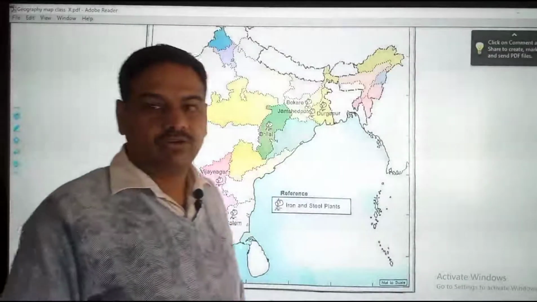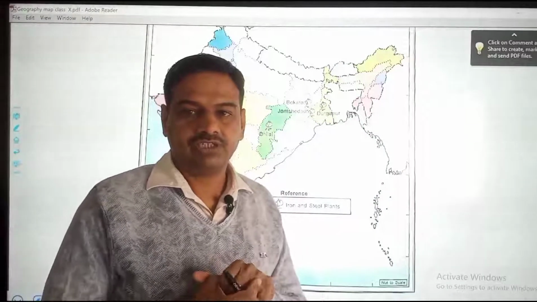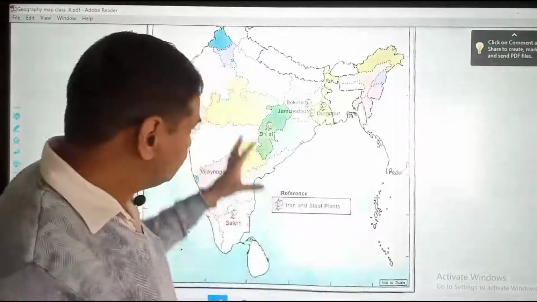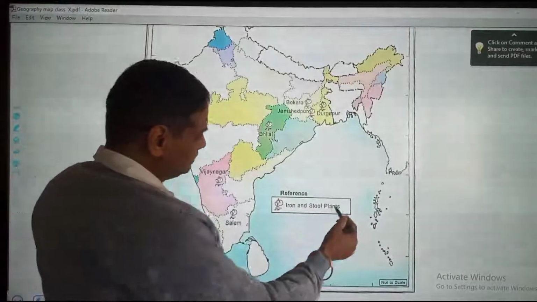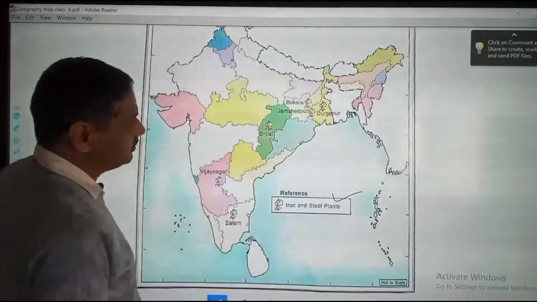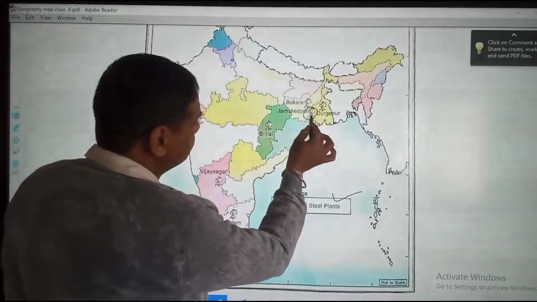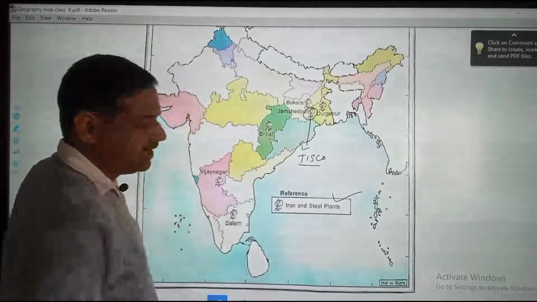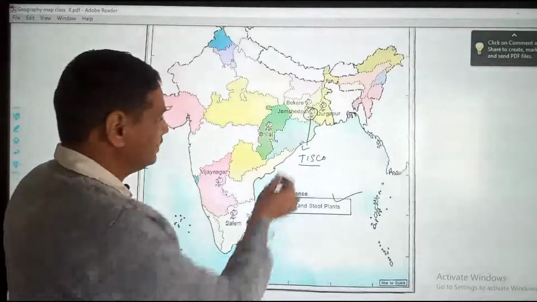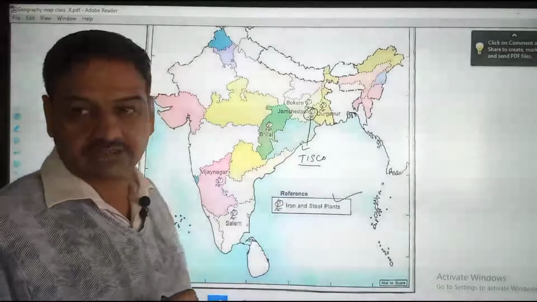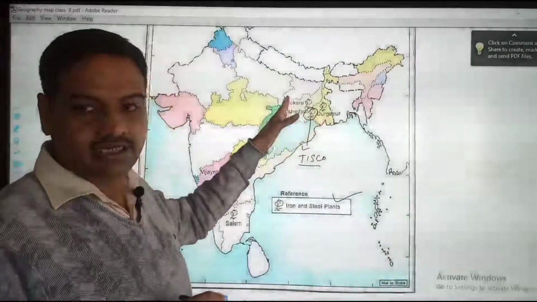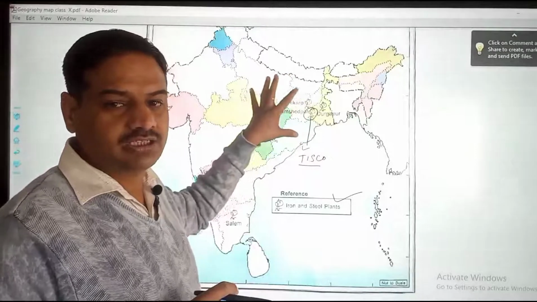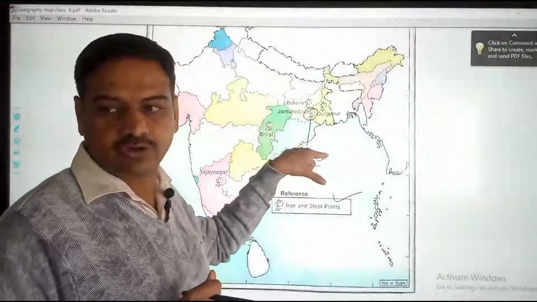Now we will discuss the iron and steel plants in India. Iron and steel is a heavy industry, also known as the backbone of industrial development. The first iron and steel industry was set up by Tata, known as TISCO, Tata Iron and Steel Corporation, in Jamshedpur, Jharkhand, on the border of Jharkhand and West Bengal, on the river Subarnarekha.